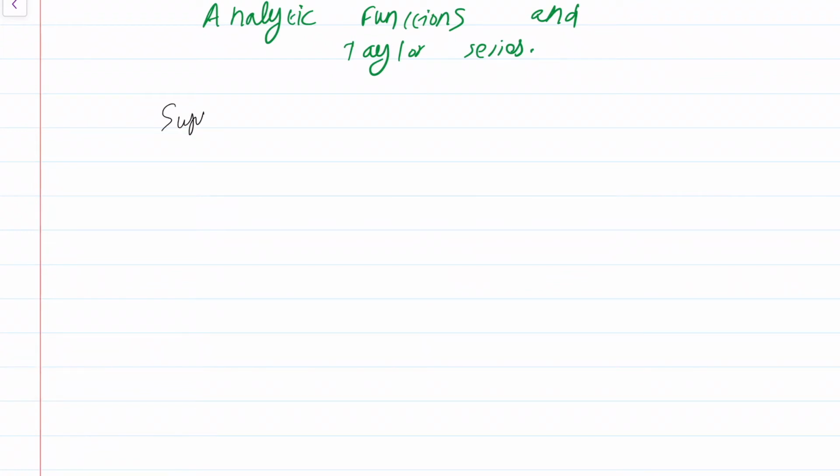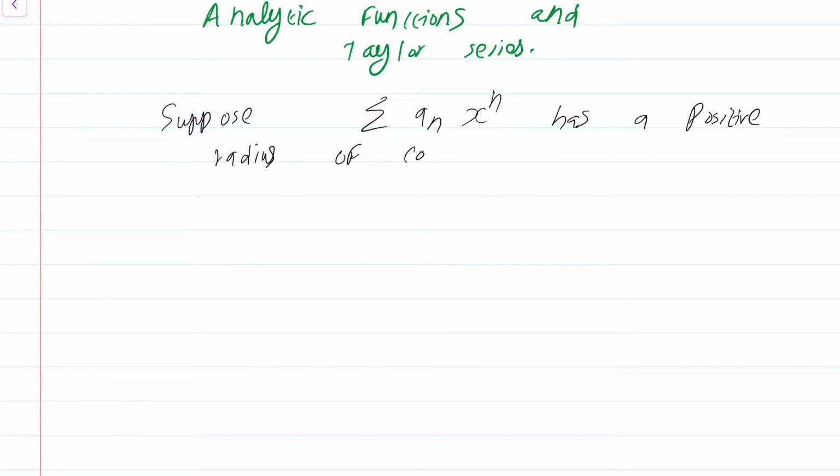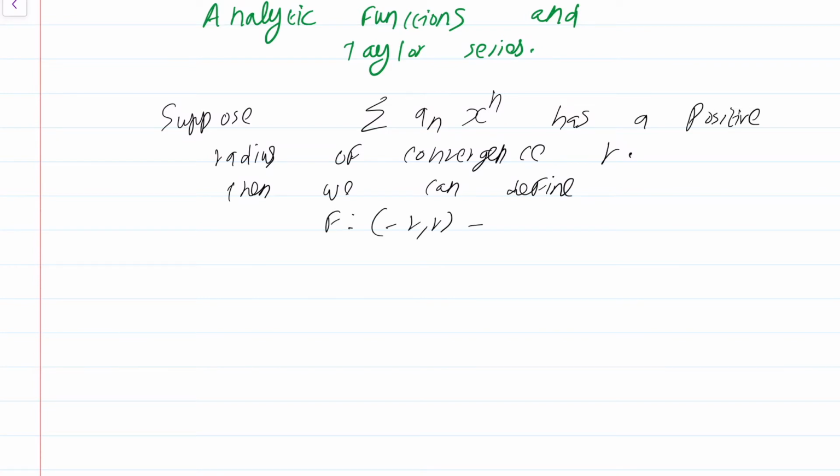Suppose summation a_n x^n has a positive radius of convergence r, then we can define f from (-r, r) to the real numbers, which is the limit function.